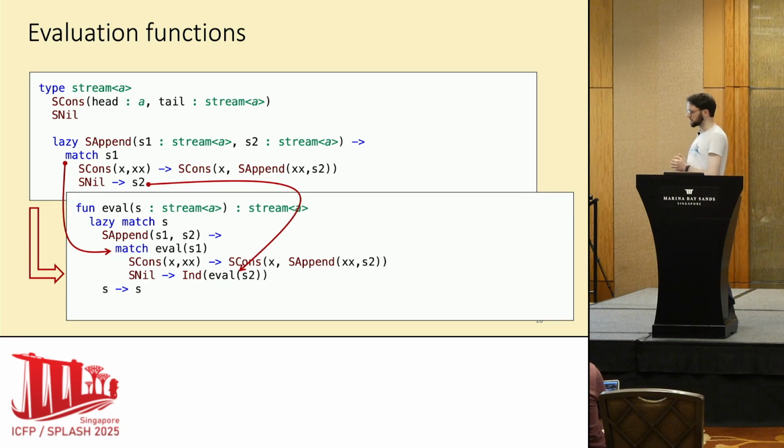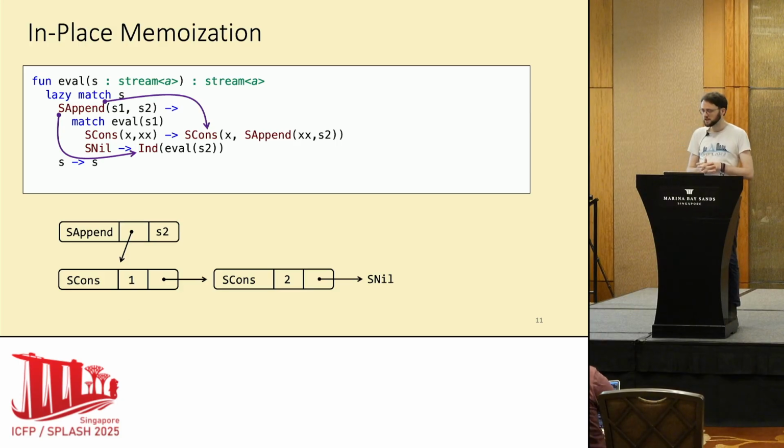And so once we have this representation, we can actually do a whole lot of optimizations on it. In particular, one optimization I want to talk about is something we call in-place memoization. Because we want to memoize the result of the lazy evaluation, we can do so using the allocation of the lazy constructor itself. You can see here that we have this sappend, which is the original lazy thunk, and we will return either an scons or an indirection node.